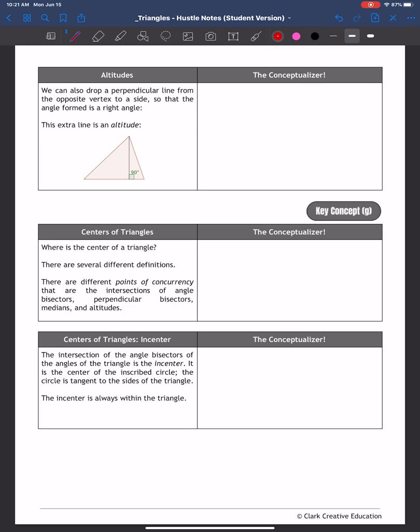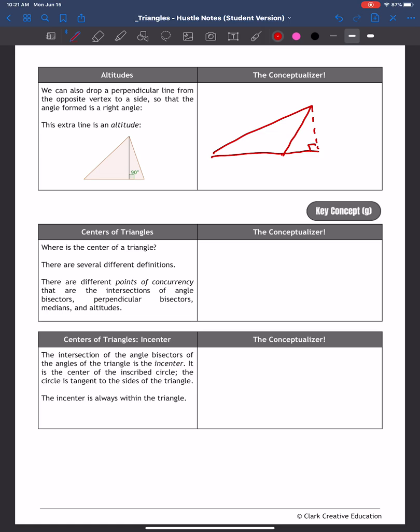Your altitude is a perpendicular line from the opposite vertex to a side so that the angle formed is a right angle. So you see that here. Another way it could be drawn. Say you have an angle like this. Your altitude would be drawn here. Okay, and that would be your 90-degree angle.